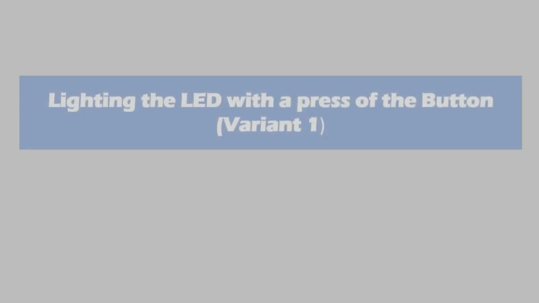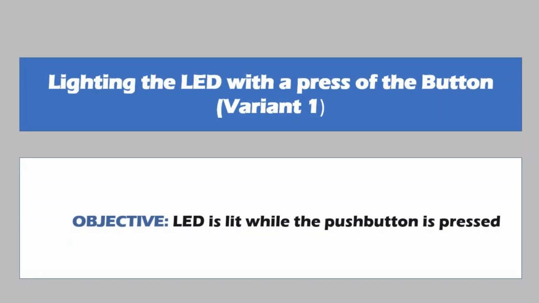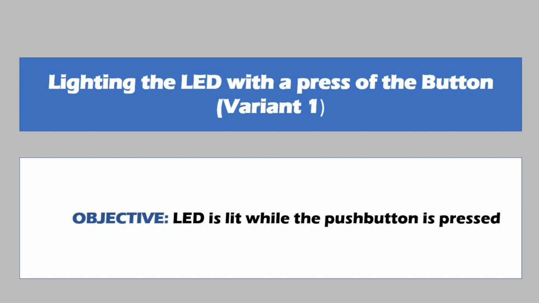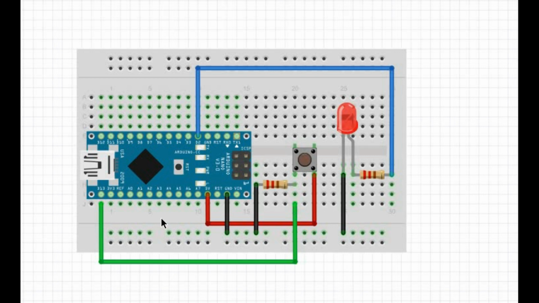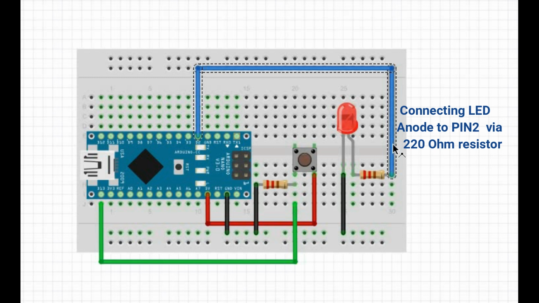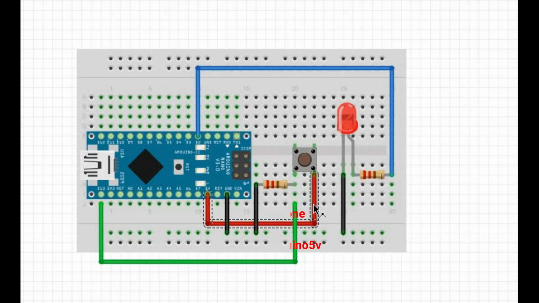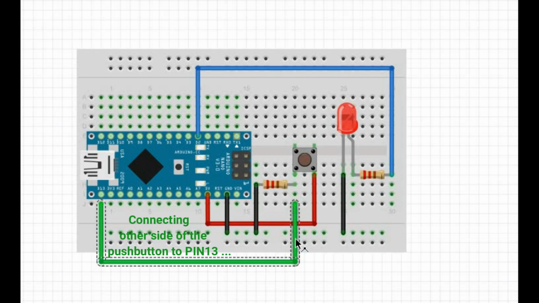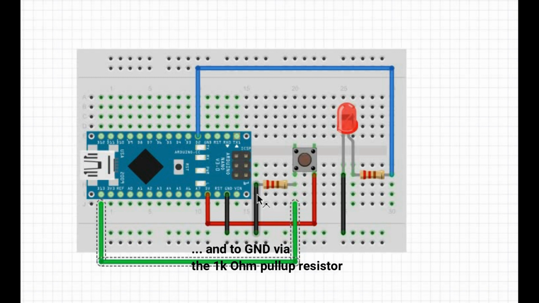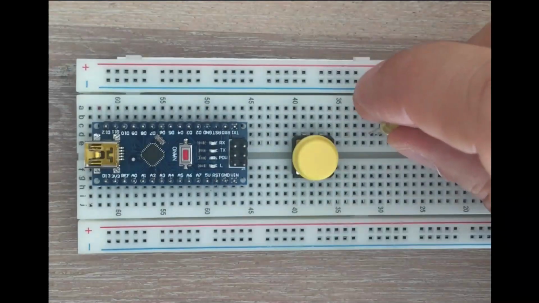The aim of the first project is to control the LED with a push button. We want to have the LED lit while the push button is pressed. Here are instructions on how to connect all the components. Let's put all the components on the breadboard.